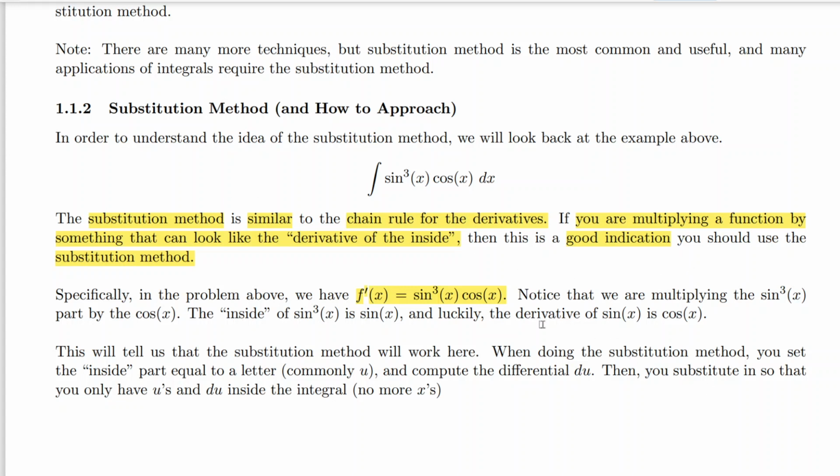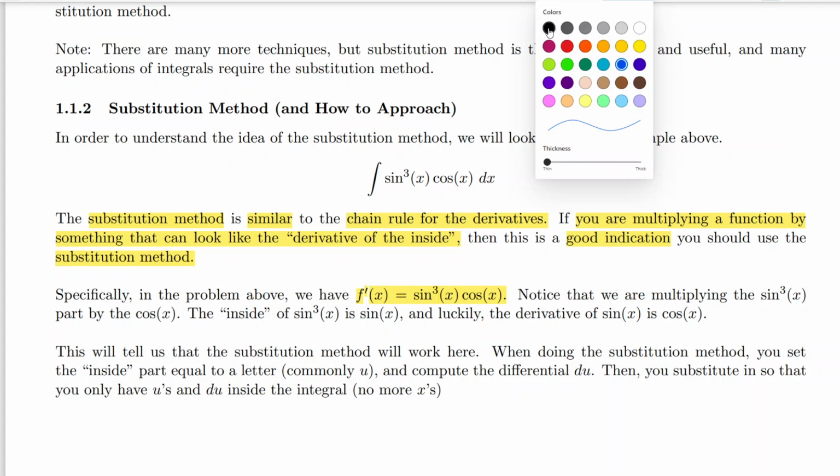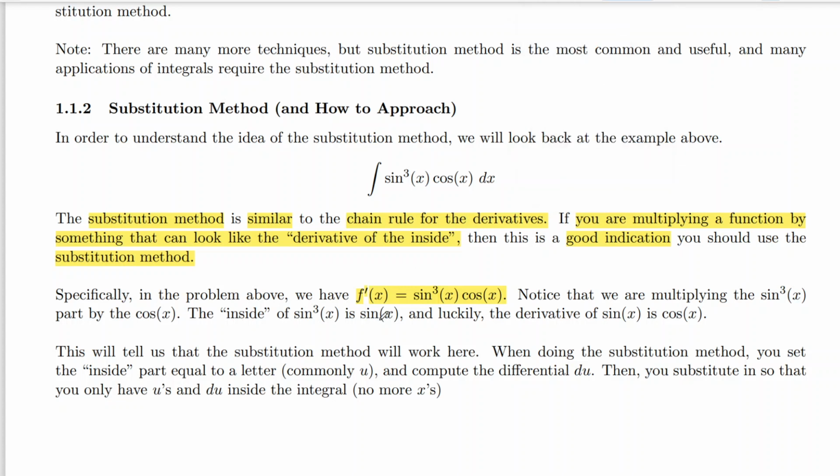And I just want to talk about what I see here and why I would know I need to use the substitution method. Well, I notice that we are multiplying the sine cubed of x part by cosine of x. And the inside of sine cubed of x is just sine of x. Now, we don't often write the powers of trig in another way, but sine cubed of x we know is the same as sine of x all cubed. And so really the inside function is sine of x.